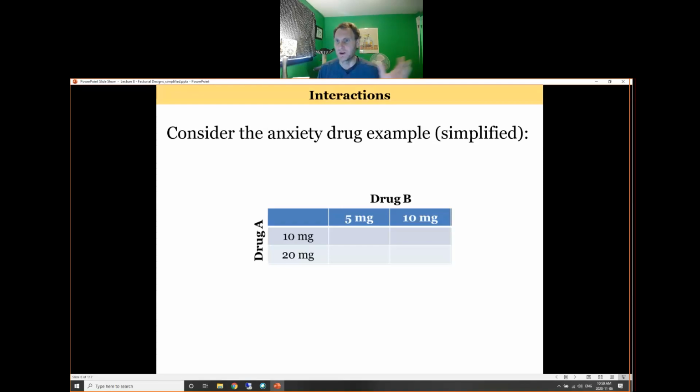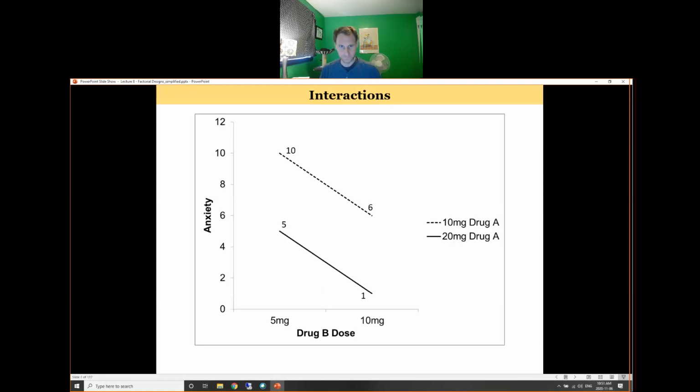So let's simplify our drug example. So what type of design is this? I hope you said a 2x2 factorial design, because drug A has two levels, drug B has two levels, so it's 2x2. They're fully crossed, so it's a 2x2 factorial design. And let's put some numbers in there to represent anxiety scores. In this case, there's no interaction. And I think that's a little bit hard to see in the table, so let's plot these values.